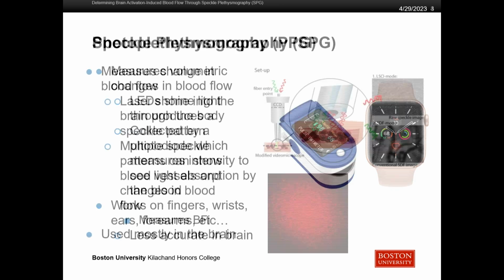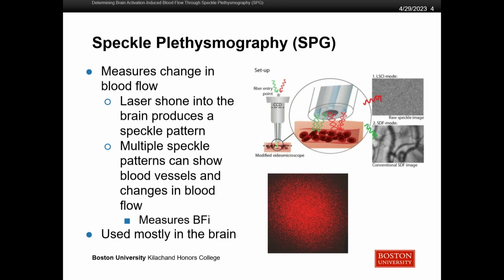However, there's a relatively newer method called speckleplethysmography, or SPG, which measures basically the same thing, changes in blood flow. However, it uses a laser that's shone into the brain, and it collects a laser speckle pattern, an example of which can be seen in red on the bottom. When you look at multiple of these speckle patterns, you can eventually begin to get an image, like the one on the right, that shows blood vessels. You can look at this to get a measure called blood flow index, or BFI, which shows changes in blood flow in the brain. And in the brain, it has a very high signal-to-noise ratio, unlike PPG.